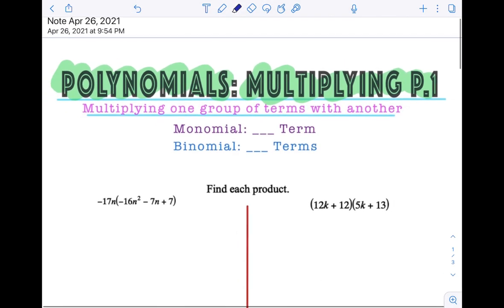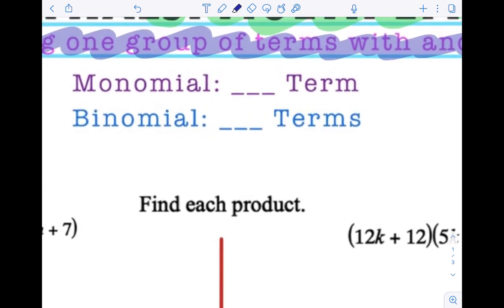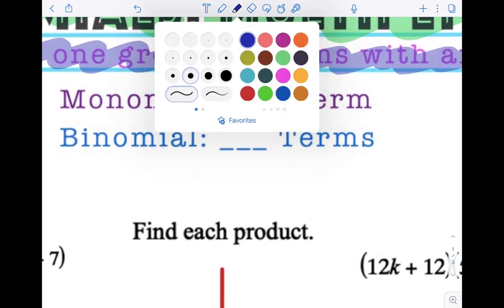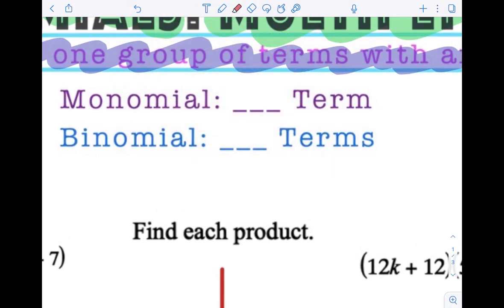Under the title of the notes, it says multiplying one group of terms with another group of terms. That's what multiplying polynomials is, when you multiply one group of terms times another group of terms, right? So there are two key words that we need to know in this lesson. One is called monomial. Monomial is one term. One term is a monomial, right?